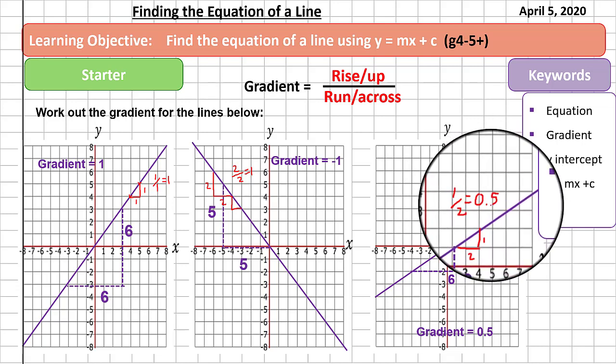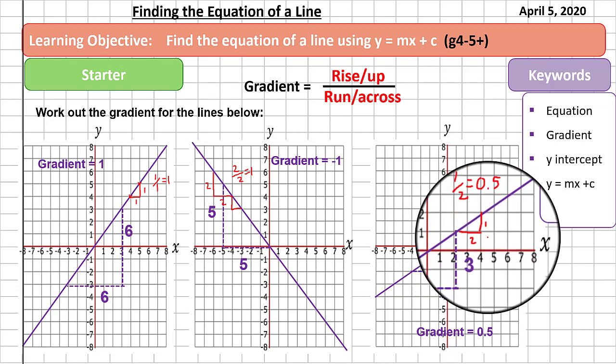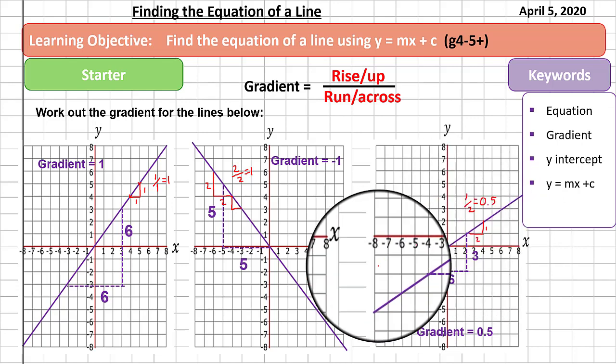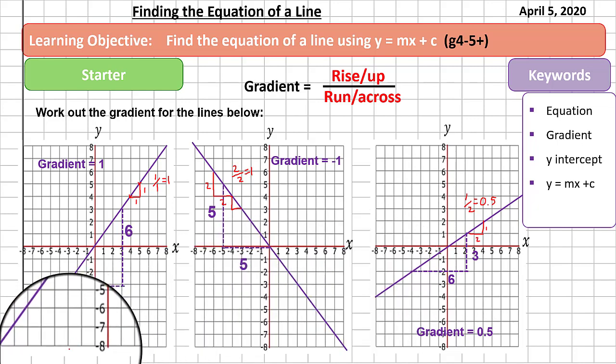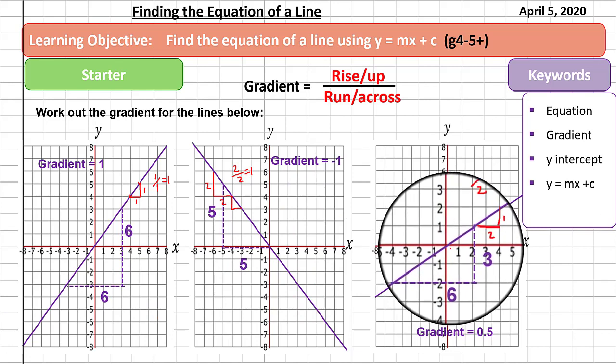The most common mistake is people forget and do the x divided by the y, or how far across it is divided by the y. But if you did that, you get a gradient of 2 and it will mess up your answer. So be careful there. Now the y-intercept, if you remember, it's where it crosses the y-axis.